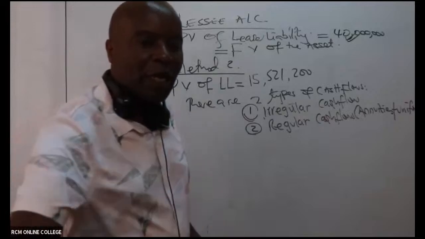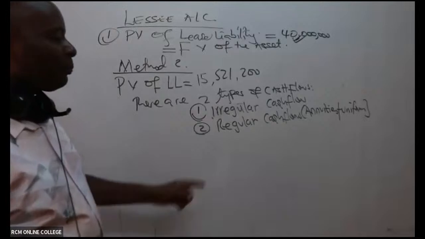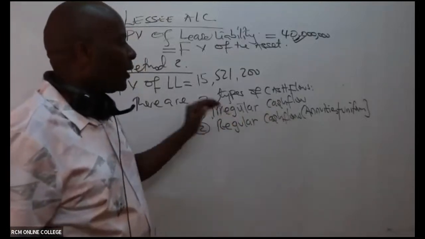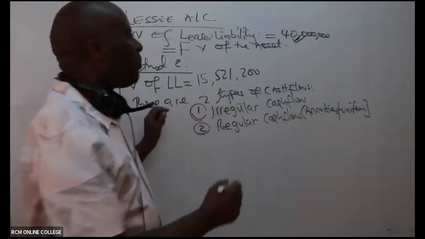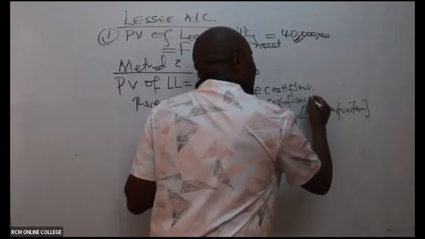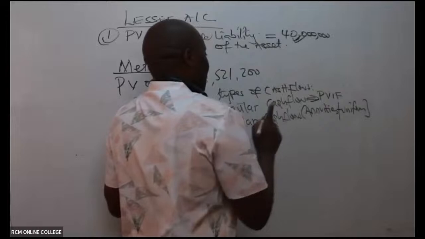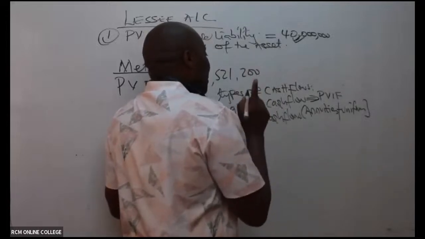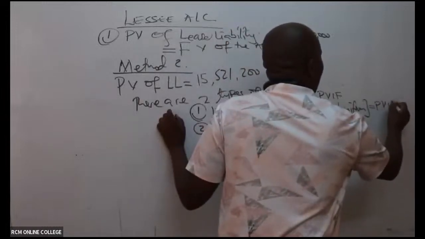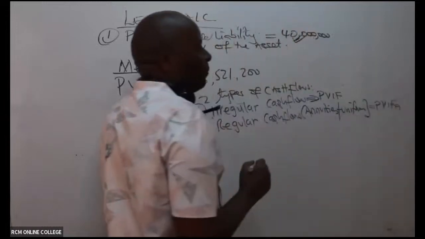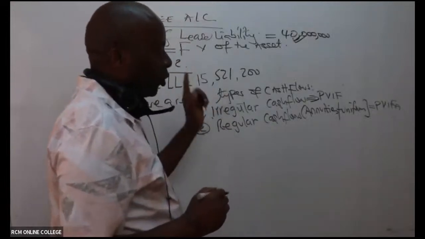So you've got two types of cash flows. We have cash flows that are regular, annuities or uniform, and then we have cash flows which are irregular. If you're writing, please remember that to discount the irregular ones, we shall always discount them using PVIF. And the regular ones, we shall always discount them using PVFA.